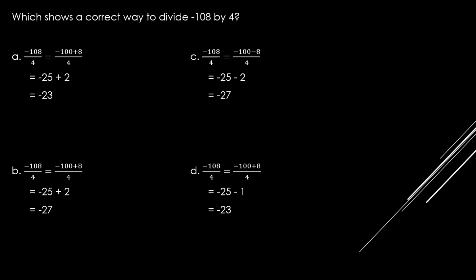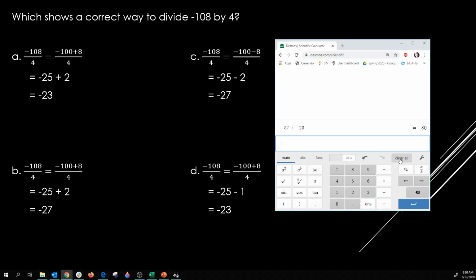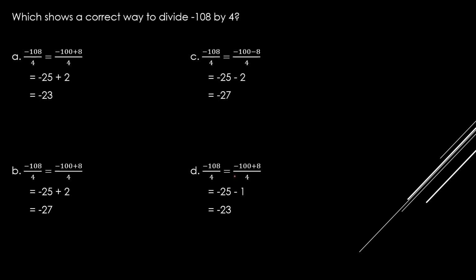Alright, next one. So we want to know which one correctly divides negative 108 by 4. So again with this one, we can do it the way we did the other one. However, we have to be careful because now we have 2 of each, right? I have 2 negative 27s and 2 negative 23s. However, typing it into a calculator will cancel out 2 of those. So negative 108 divided by 4 gives me negative 27. So I know that this negative 23 and this negative 23 cannot be right.